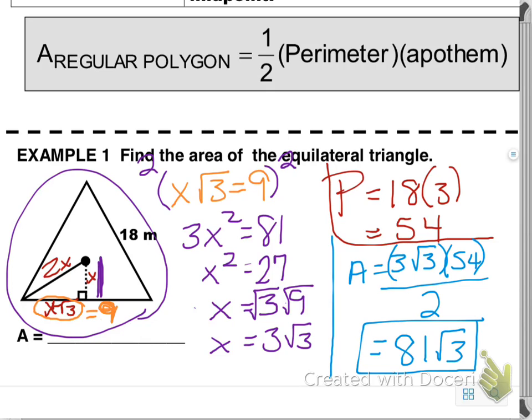And then what's written in the blue is the formula, which is the apothem times the perimeter divided by 2. And when you work that out, don't forget that since we're doing area now, we do need meters squared, or whatever the label is, squared, since you're finding how many square units are inside the shape.